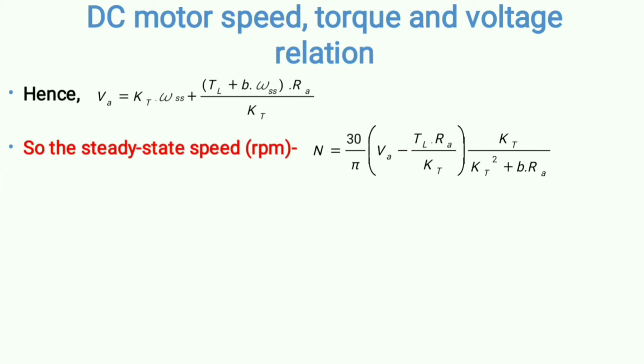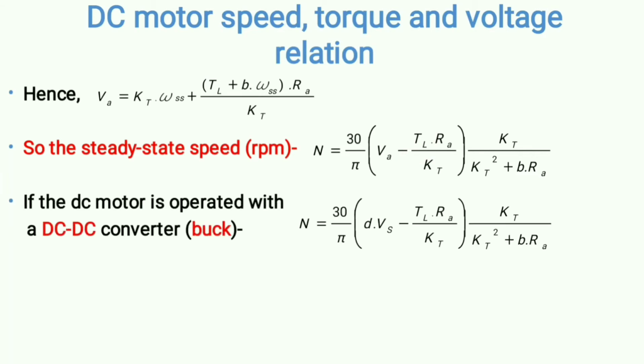Alright, so now normally we run the DC motor by DC to DC converters just to control or regulate the speed. Normally you might have studied these things in power electronics. So suppose I am using a buck converter as the DC DC converter, then in that case the armature voltage can be expressed by D into Vs.